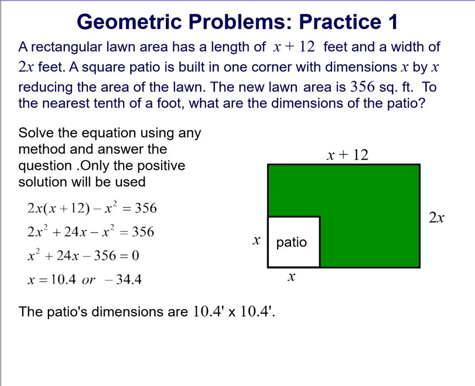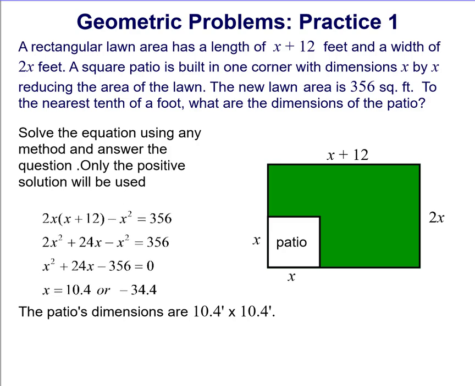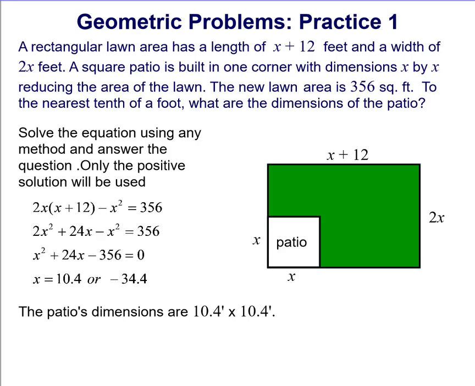We can solve this a number of different ways. Using the quadratic formula would probably be your best bet. And that gives us two answers, 10.4 or negative 34.4. Now, we're not going to have a negative length, so this is going to be eliminated, and that just leaves us with one answer, 10.4. So the dimensions are 10.4 feet by 10.4 feet. And you have now found the dimensions of the patio as requested.